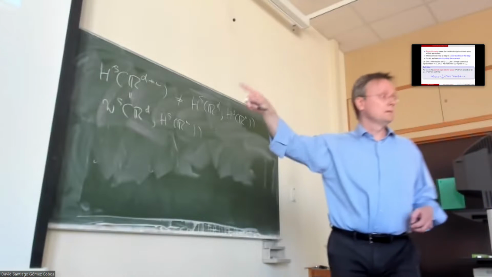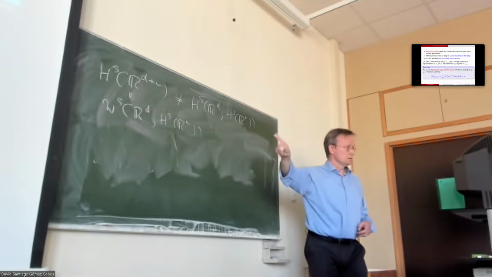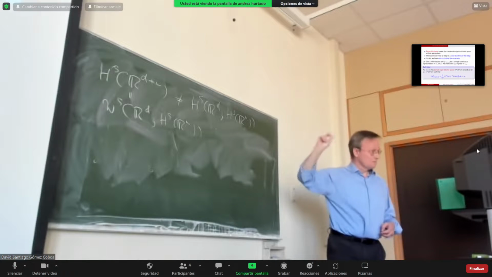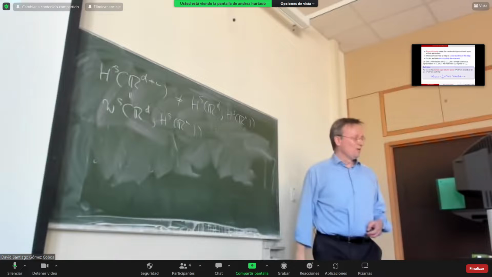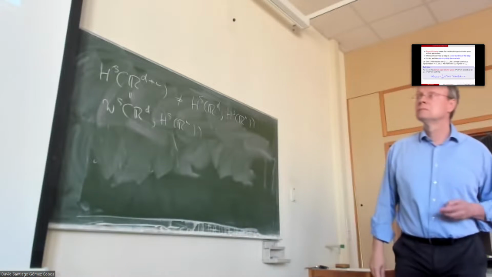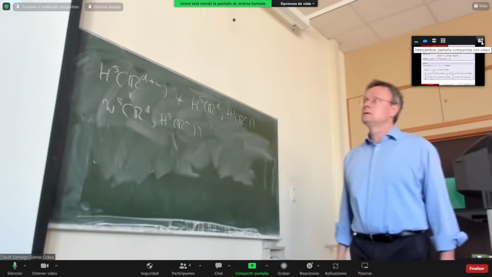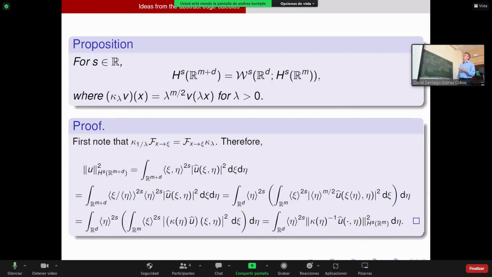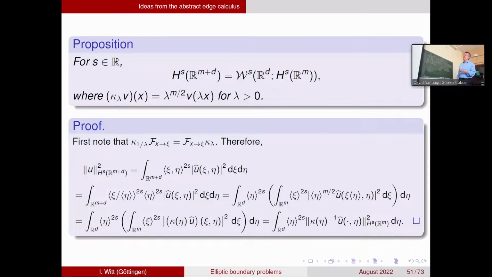That is an observation. That was Schulze's starting point. It's not from us. That's been known for a very long time. Okay, so for S in R, we have that relation, and the group basically acts on functions depending on x. We are stretching in the x variable, and we get the correct prefactor.